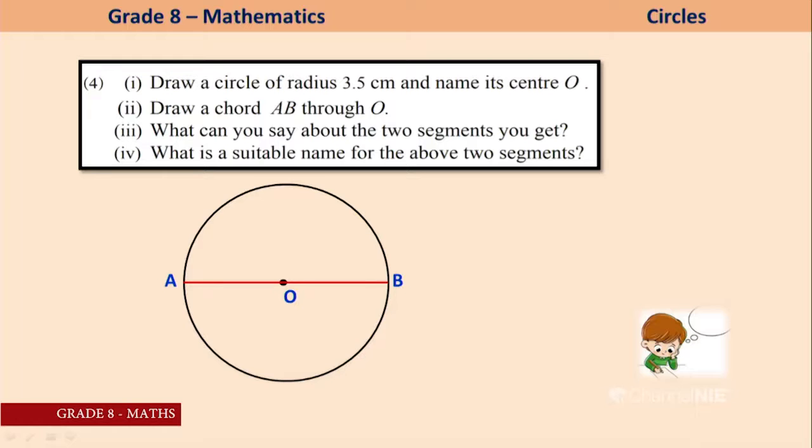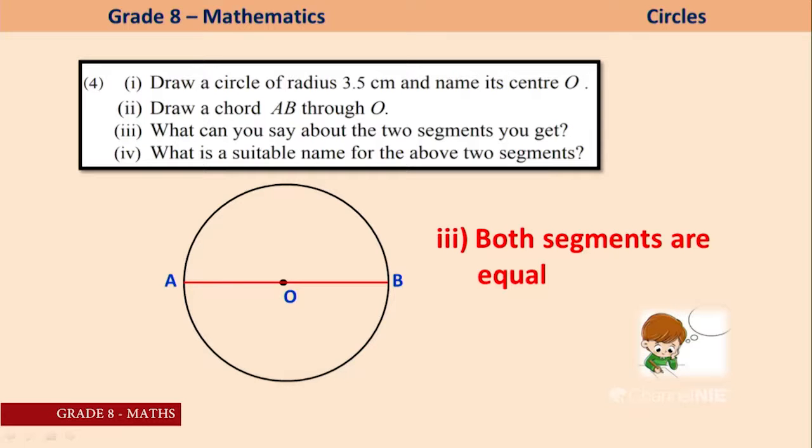Third one, what can you say about the 2 segments you get? In here, AB is the diameter. So, this AB separates this circle into 2 equal parts. So, they ask about what you can say about the 2 segments you get. What is the answer? Both segments are equal.